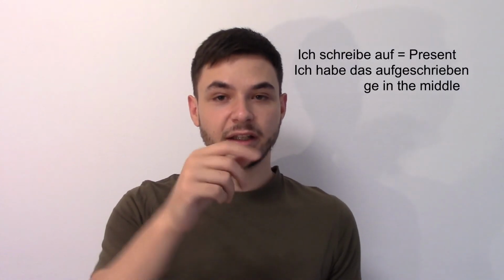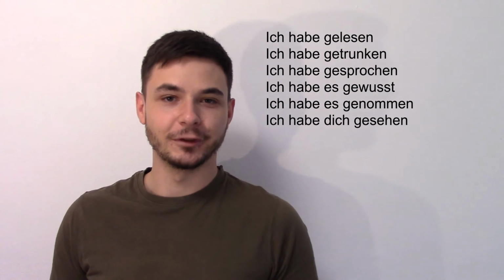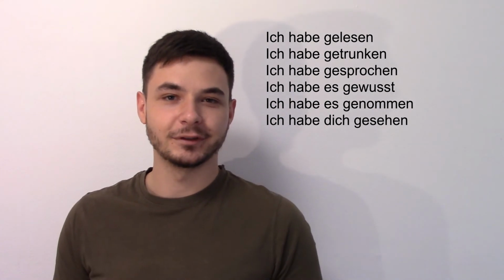For those that are already familiar with separable verbs, for example, aufschreiben, to write down, we separate the auf, and in the past tense, we kind of put the GE in between. To remember, that's because we put it on the verb, not on the presyllable. So for example, ich schreibe auf, which is separated, we put a GE in the past. Ich habe das aufgeschrieben. Here we can see some further examples, just to get a feel for the pattern.